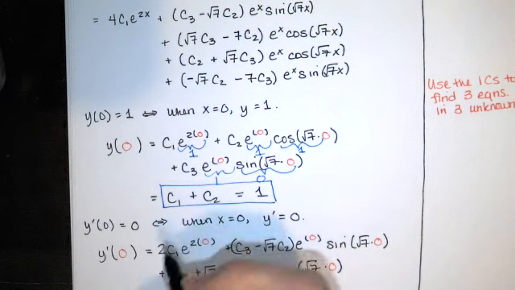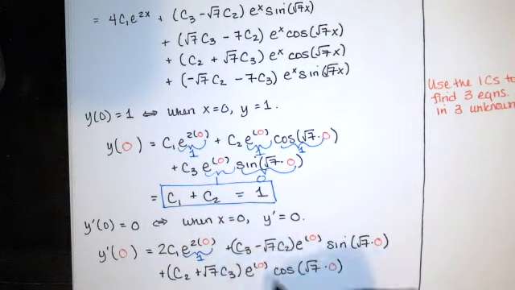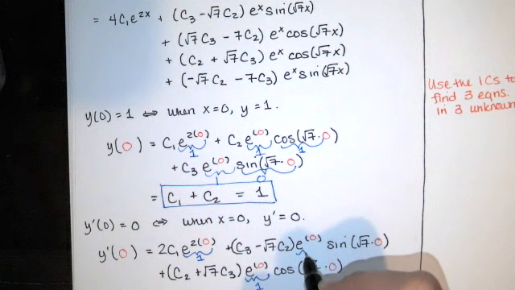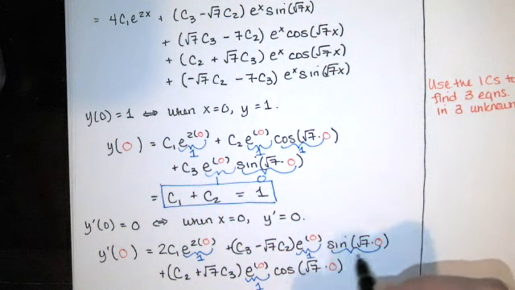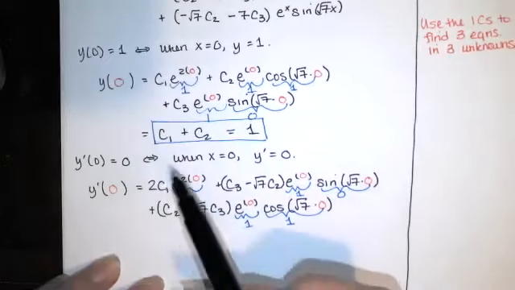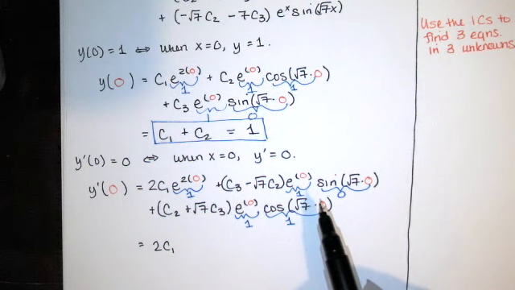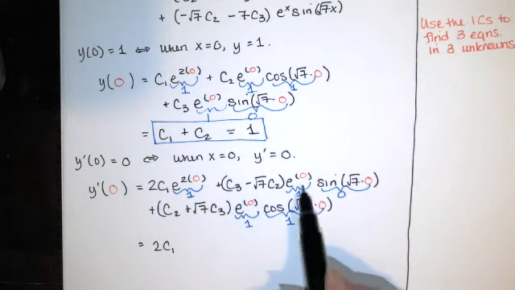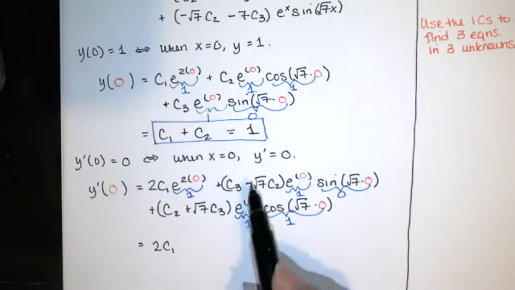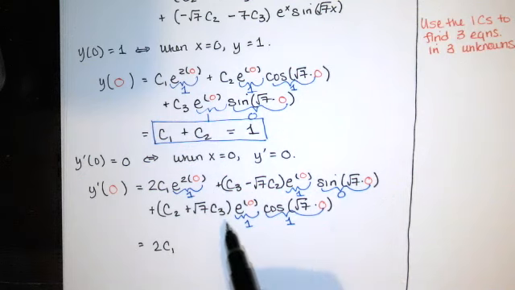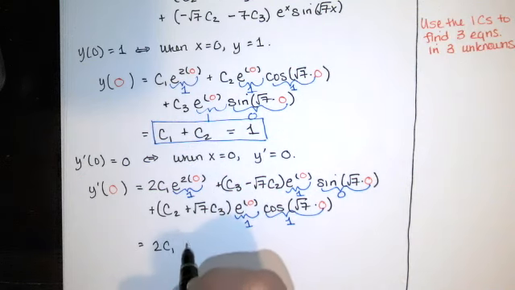Okay, e to the 0 is 1. So all of these guys are 1. Sine of 0 is 0. Cosine of 0 is 1. So this ends up being 2 times c1 plus something times 1 times 0. So that whole thing is gone because anything times 0 is 0. And then we just end up with that piece there.